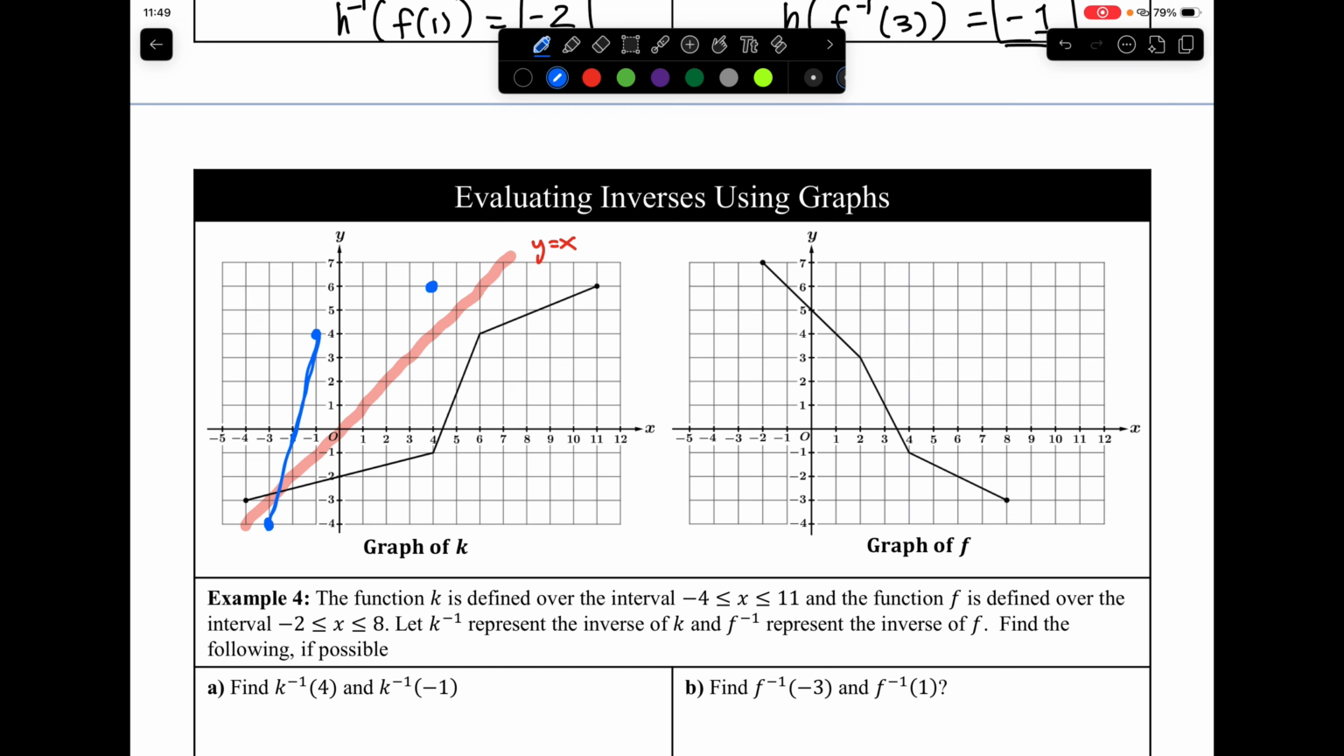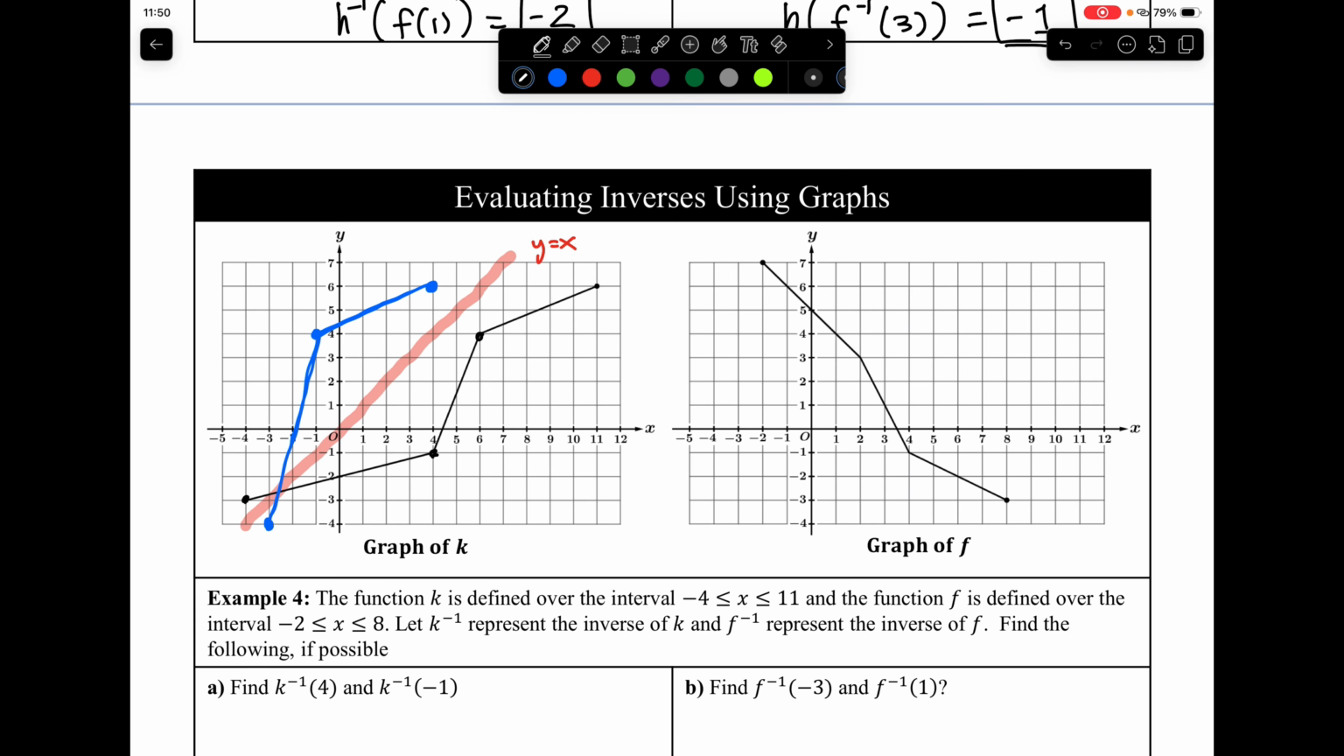And then lastly, this point here, 11, 6 would be 6, 11. So it's going to be out there. I'm not going to plot that point, but it'll be all the way out there. But just looking at these points, we can see again that it's been reflected across this red line of y equals x.